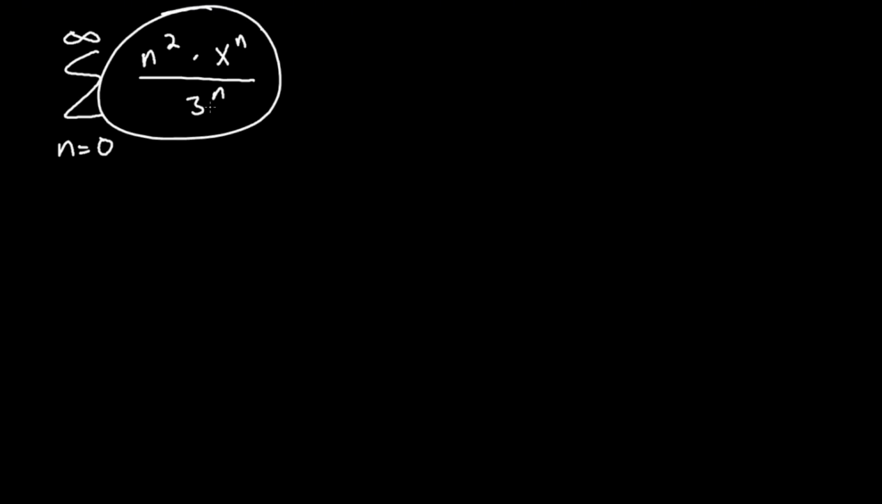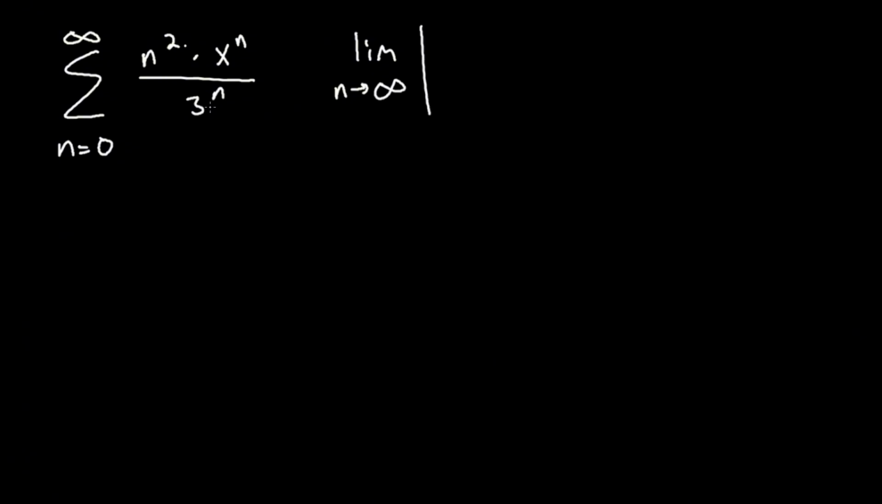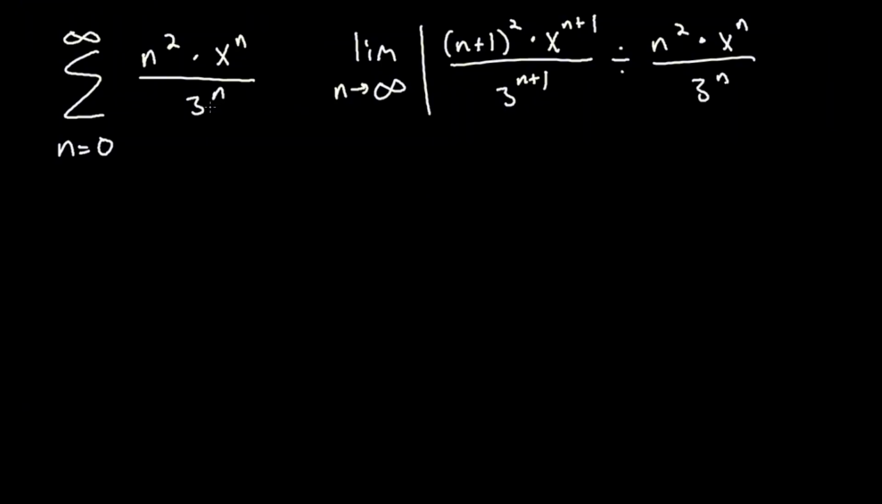Now, let's consider this series right here. Remember, we need to take the limit as n approaches infinity of a of n plus 1, which is (n plus 1) squared times x to the n plus 1 over 3 to the n plus 1, divided by a of n, which is n squared times x to the n over 3 to the n. Now remember, we can simply multiply by the reciprocal of this fraction, so we flip this fraction to get times 3 to the n over n squared times x to the power of n.